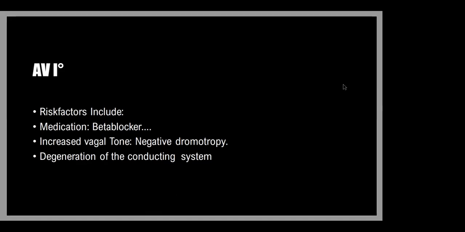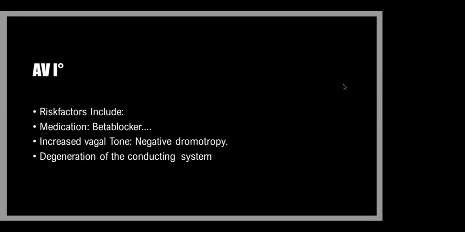So let's talk about the 1st degree AV block. We have various risk factors. The 1st one includes medication like beta blockers, for example propranolol, metoprolol. Then we also have increased vagal tone, which leads to something called negative dromotropy.